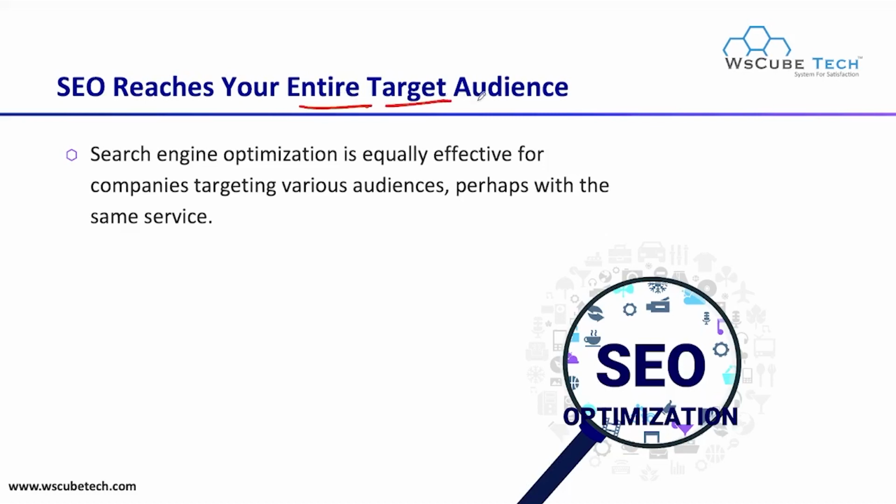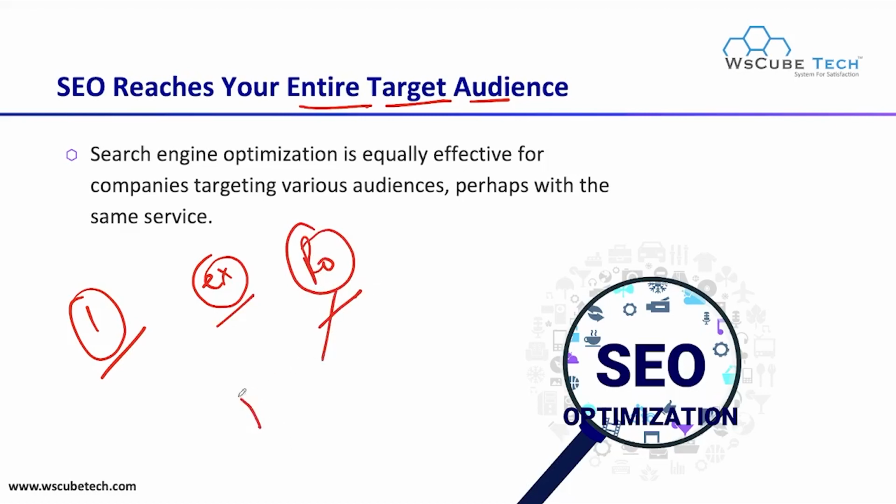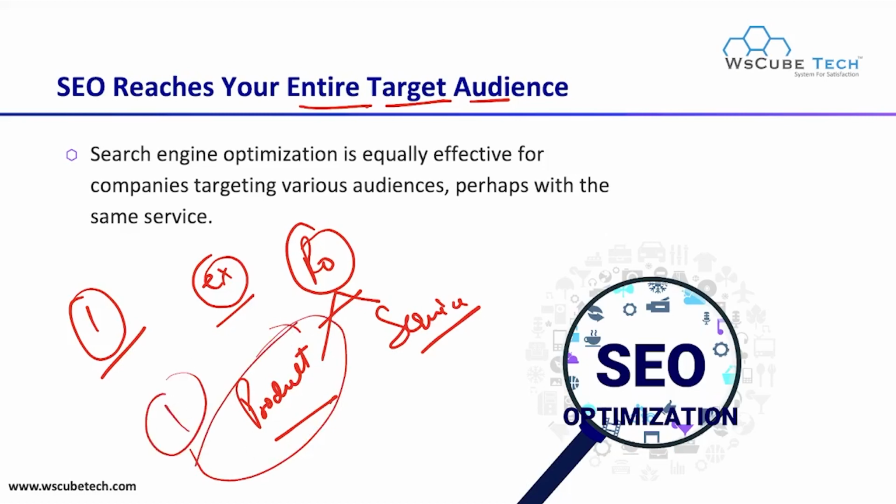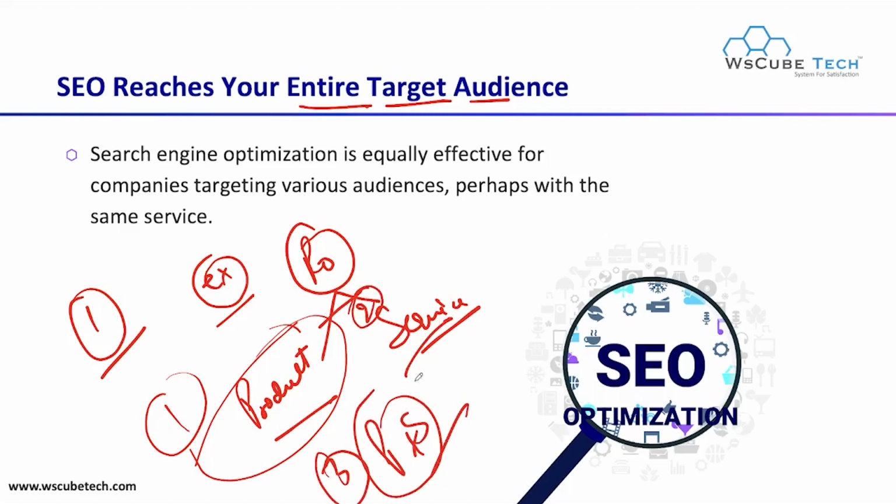What does entire target audience mean? It means that in one case you can target multiple audiences. For example, let's suppose we have one company that provides RO as a product and RO as a service. In that case, we have three types of audiences: one who wants only the product, second who wants only the service, and third who wants product and service both. With the help of SEO, which is equally effective for companies targeting various audiences, perhaps with the same services, we can reach all of them.